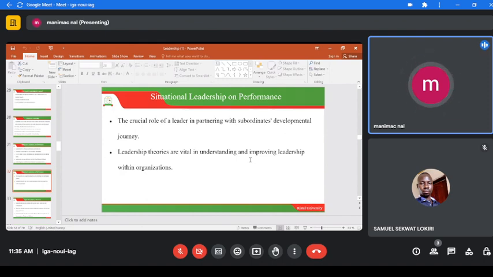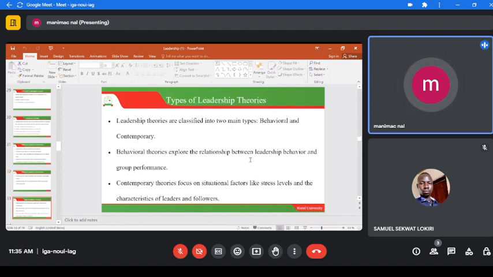Furthermore, as a leader, you need to look at the leadership theories, which we believe are very vital. They will help you to understand and improve the leadership within an organization. Okay, that is all. Then the theories. What are the types of theories of leadership? The types of theories of leadership are very many, but these theories are classified into two. We have behavioral and contemporary theories.